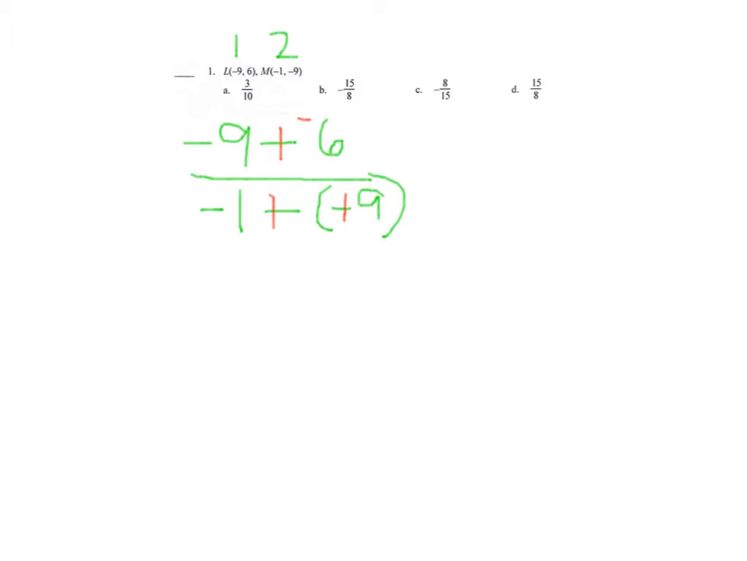And we have a negative 9 plus a negative 6 is a negative 15 over a negative 1 plus a positive 9. Signs are different. That's going to give me a positive 8. So our correct answer for number 1 is B.